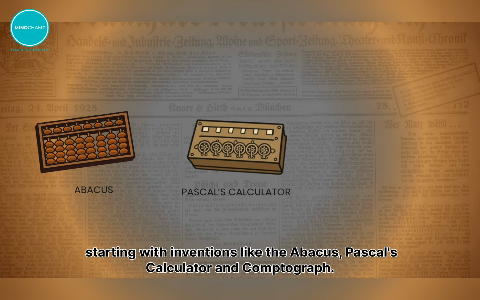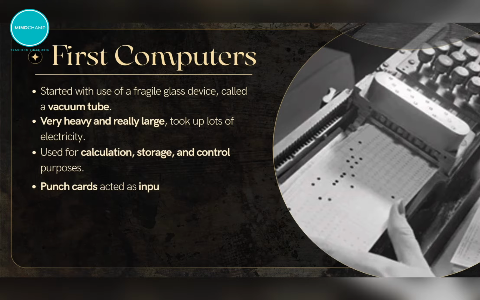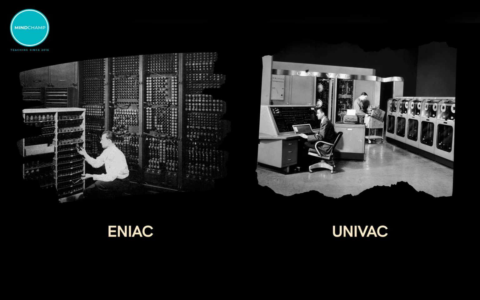The first computers started with the use of a device called a vacuum tube. As mentioned, the computers were very heavy and large and took up lots of electricity. They were used for calculation, storage, and control purposes. Keyboards and screens didn't exist, so punch cards acted as input and output devices. Examples include the ENIAC and the UNIVAC.